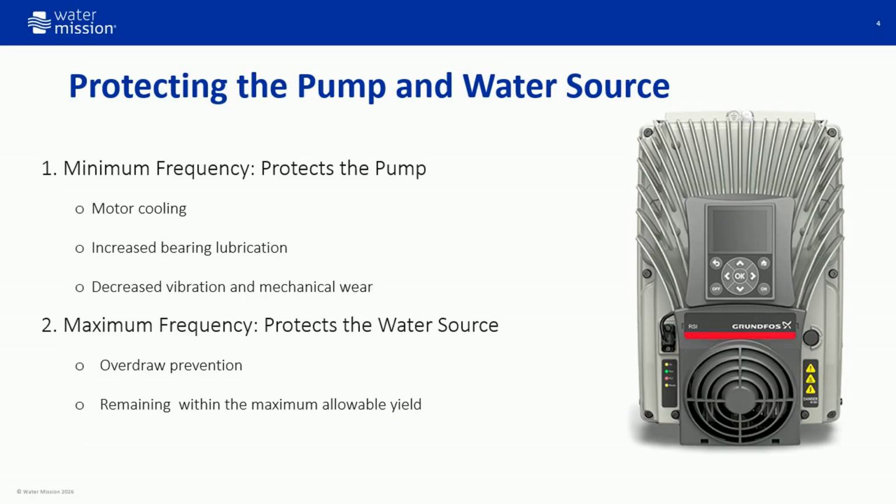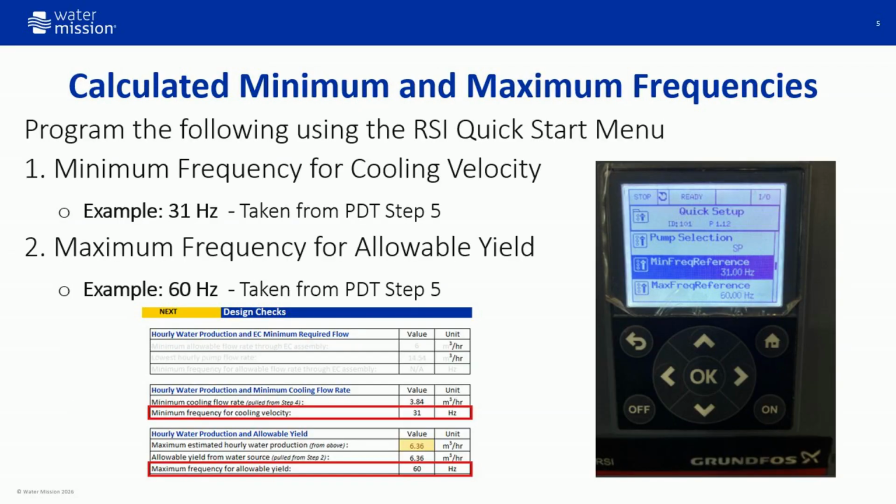The maximum frequency set point helps protect the water source. A yield test should be done on each borehole to ensure that the pump is not being overdrawn and that the desired pumping rate is sustainable with the well recovery rate. If you are using the Water Mission Pump Design Tool, the minimum and maximum frequencies are calculated based on assessments and design and can be found in Step 5.